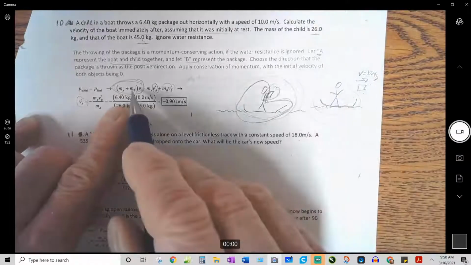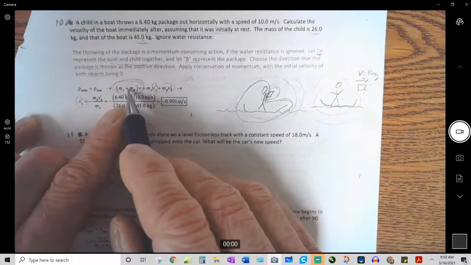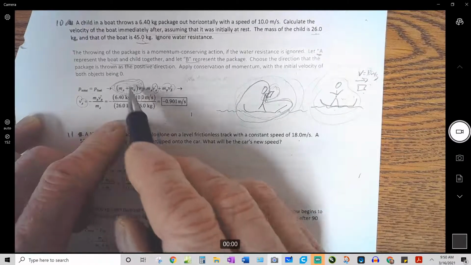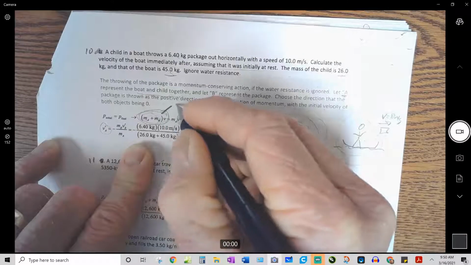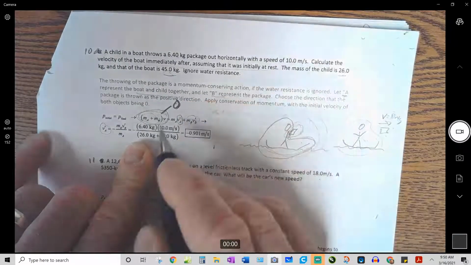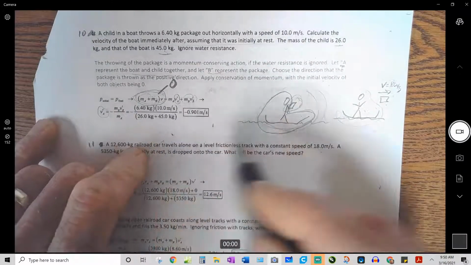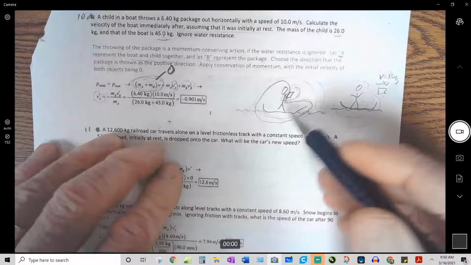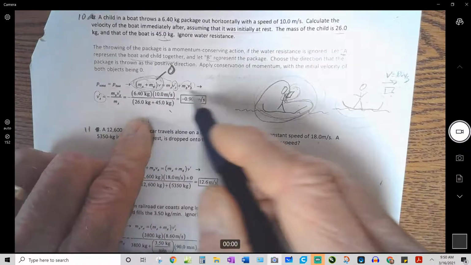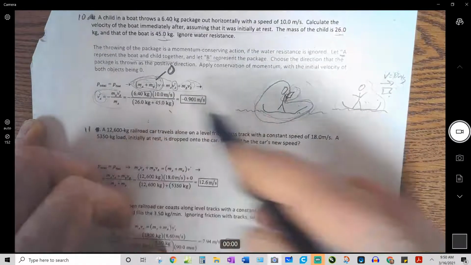So in the beginning, the total momentum is the total mass, the mass of everything, times the velocity. It would be nice if we just stuck in a big 0 for this, because there's no velocity. This all amounts to 0. That kind of confused me as I was going from this step to this step.